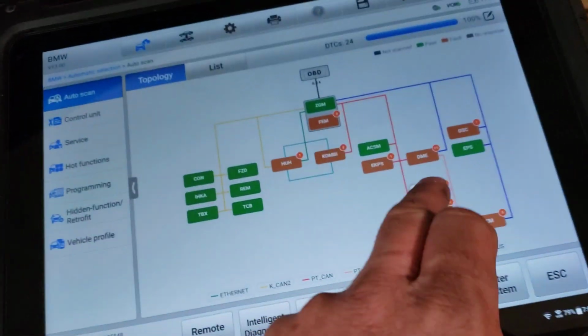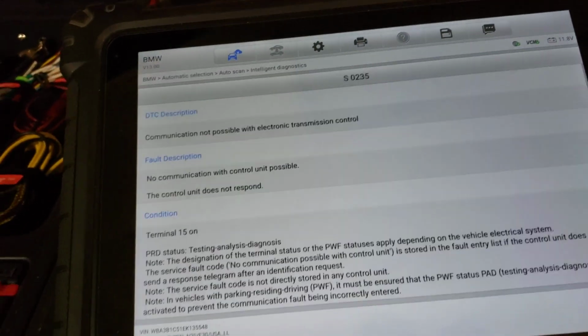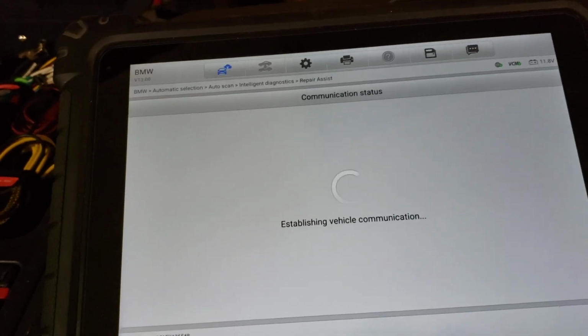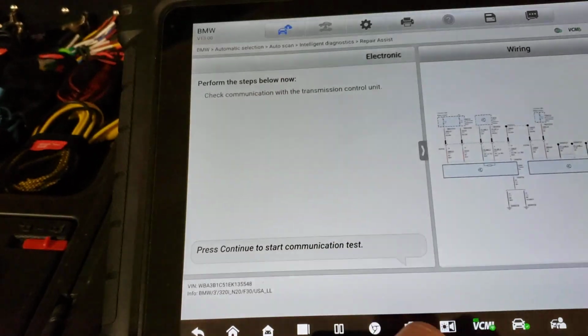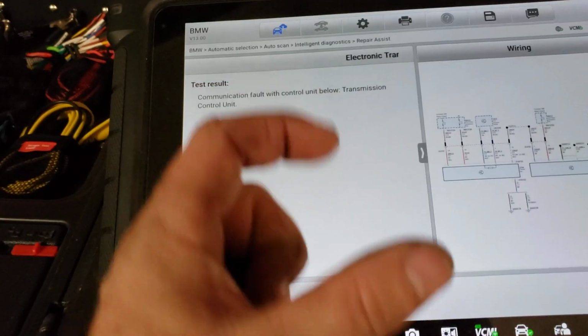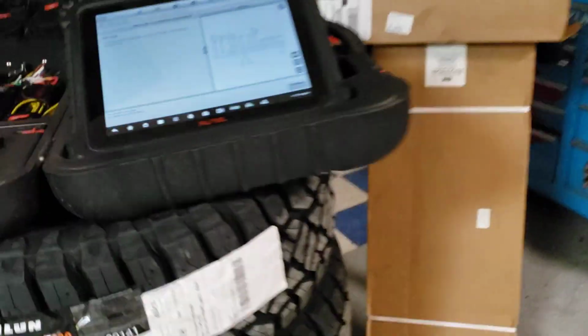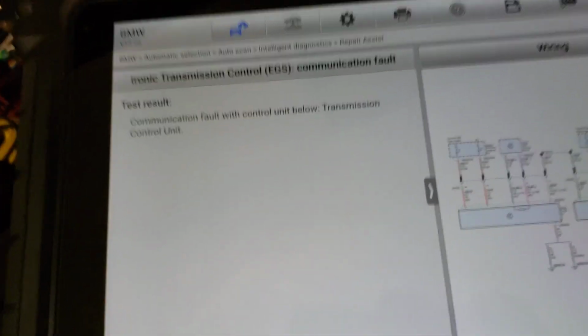If I go into this, you can look at DTC analysis, but take it with a grain of salt. Basically what I want to do is go to repair assist, because my diagrams are in here. I'm going to run this option. It says check communication with the transmission. I'm going to hit continue. It's going to say no communication. I know the plug's unplugged under the car. However, even when it's plugged in, I got the same results. I started doing this yesterday morning, but I wanted to film it.